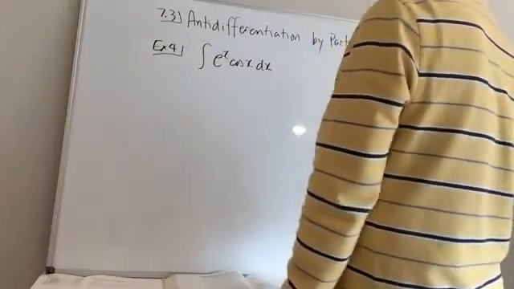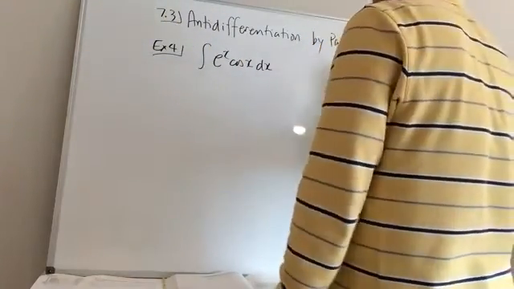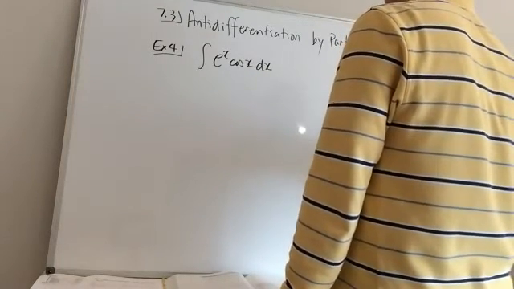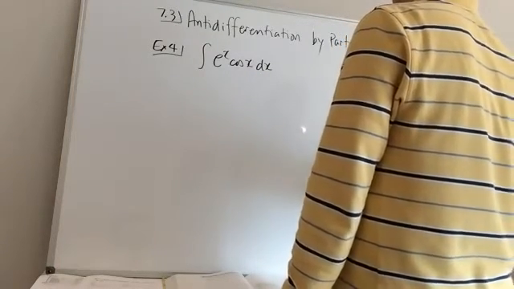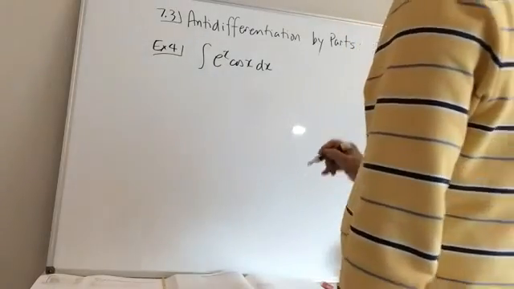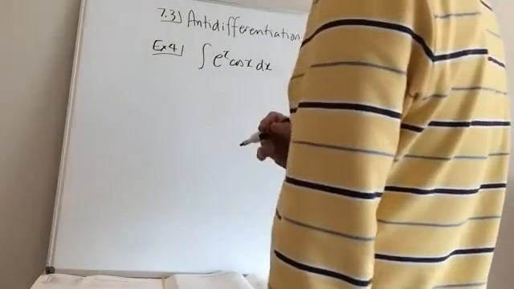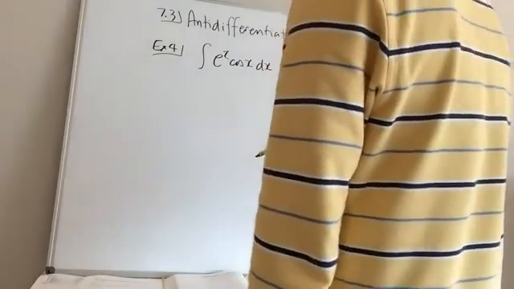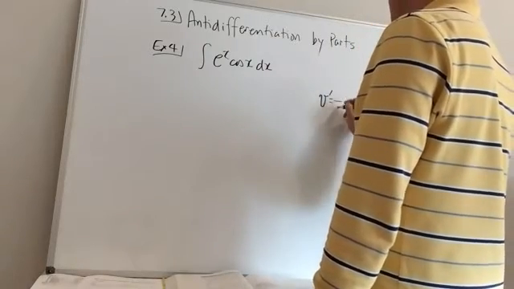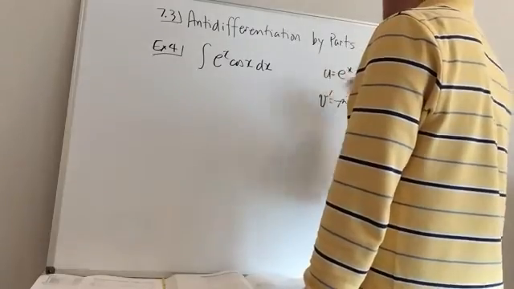dx. Okay, so here I'm going to put what? U prime is going to be equal to e to the x. V is going to be equal to cosine x. What is V prime going to be then? Anybody? Negative sine x, right?